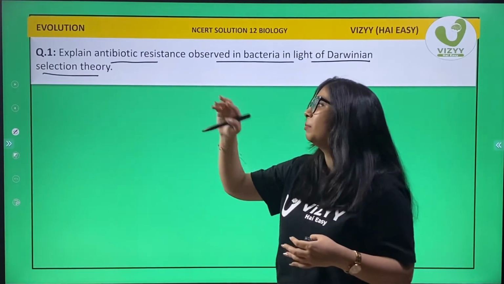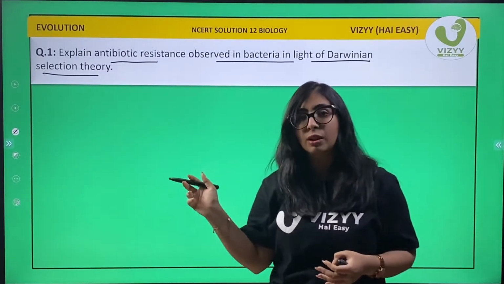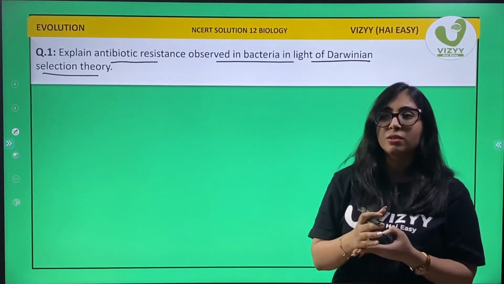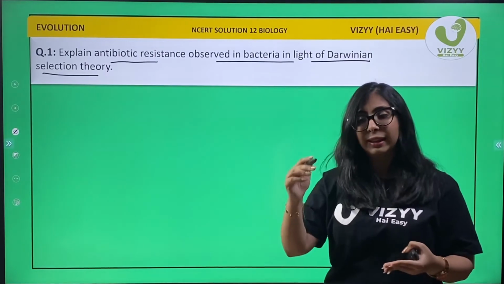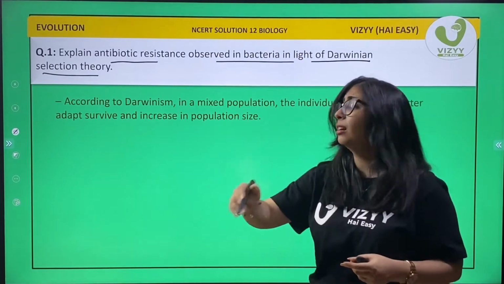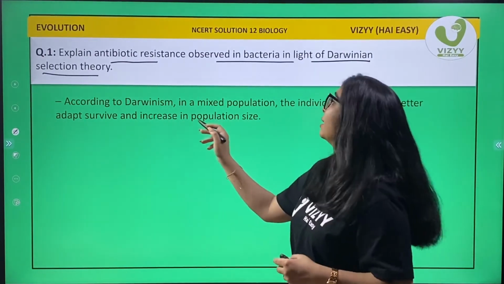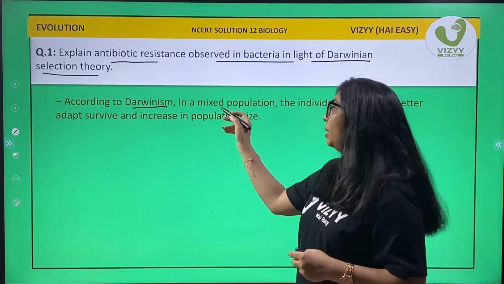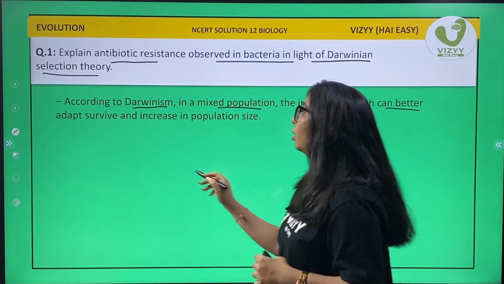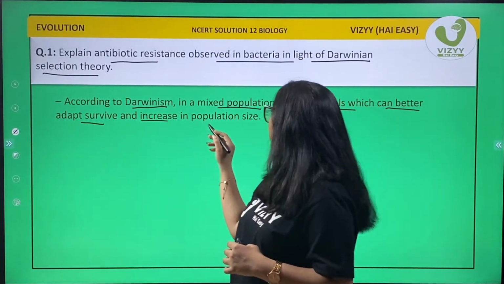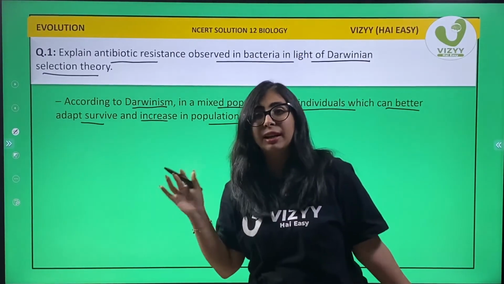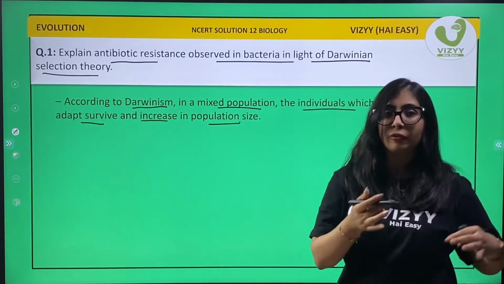What Darwin said is, whichever organism resists the change and survives ahead can multiply the population. So we'll start writing the answer as: according to Darwin, in a mixed population, the individuals which can better adapt increase in population and size. This is what Darwin's theory was. He meant survival of the fittest.